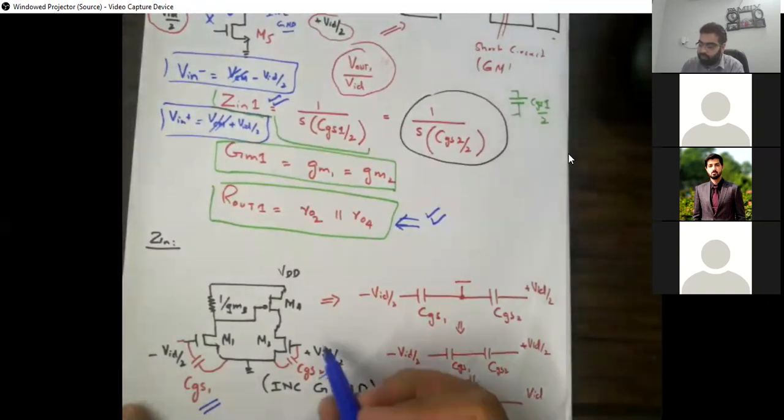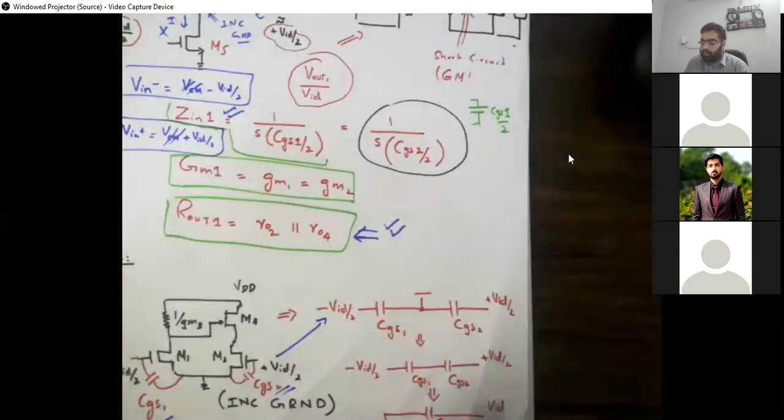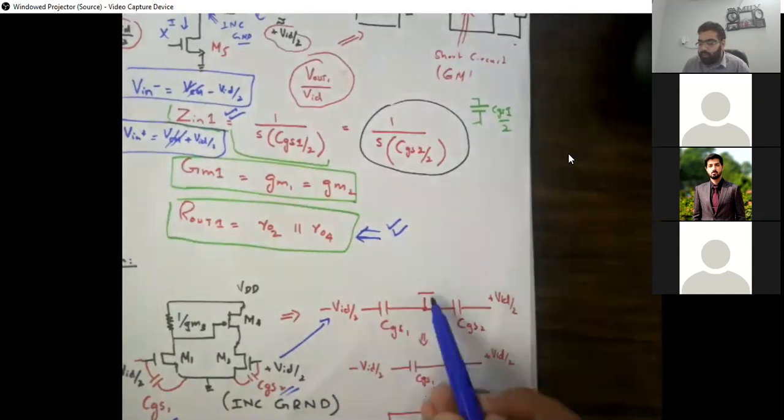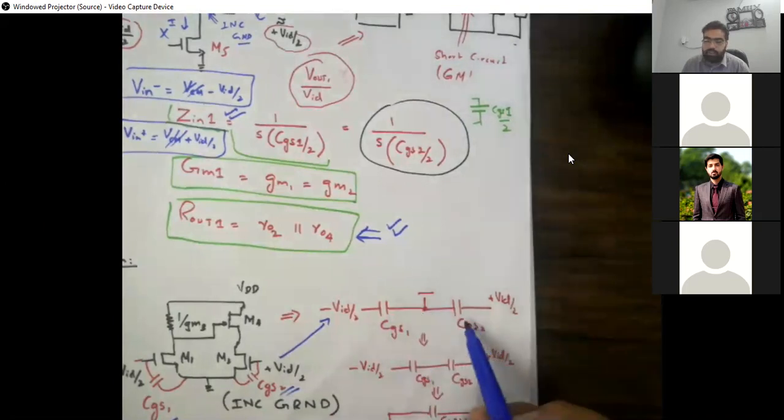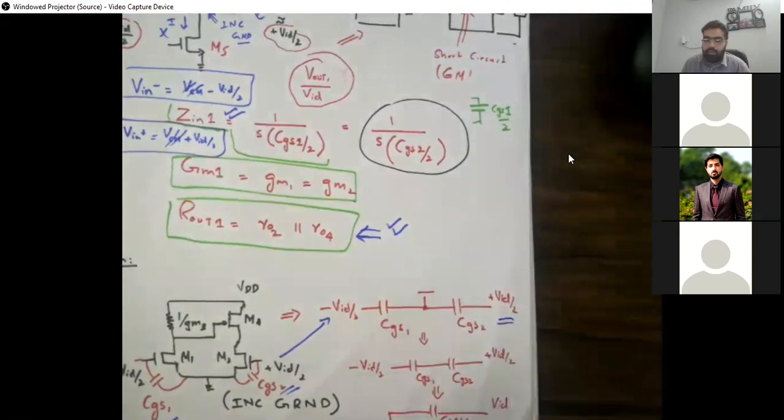So if we want to do a little bit smart drawing, we can do something like this: minus VID by 2, CGS1 is coming, this point is incremental ground, and CGS2 is coming, and then we have VID by 2. So that's one something. Just for simplicity, to evaluate an expression we're assuming we just reach this point, minus VID, CGS1 in series with CGS2. So what we can also do, either CGS1 is equal to CGS2 or CGS2 is equal to CGS1. So we can also talk in terms of one number, CGS1 or CGS2.